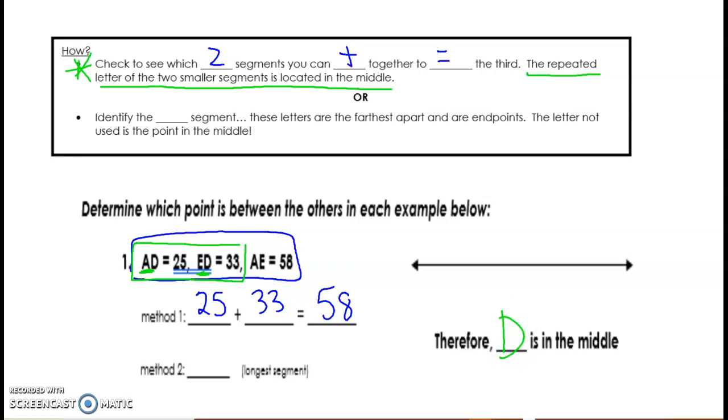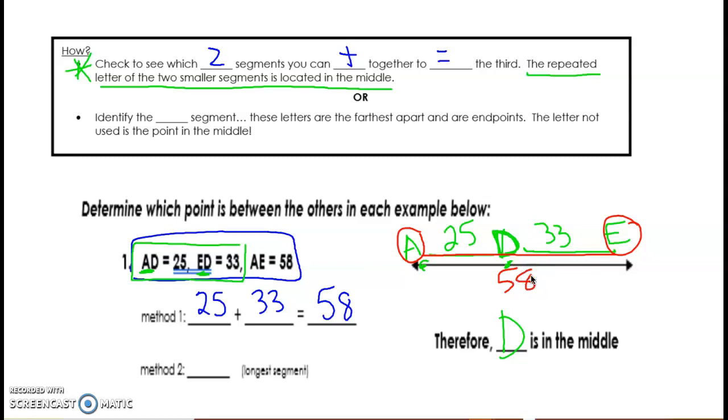And what that is saying to you guys is that, again, here's AD, and I'm just going to label them here. It's 25, and we put it next to the next segment, which is ED. Again, D has to be in the middle because it's my shared repeated letter. But when I add those two together, if you take a look, AE is 58. Here's A and here's E. Again, when I add those two together, you do get the entire length of that segment to be 58. So that, again, gives you a visual and helps you put it in perspective of how those segment measurements can be used to find which point is in the middle of the others.